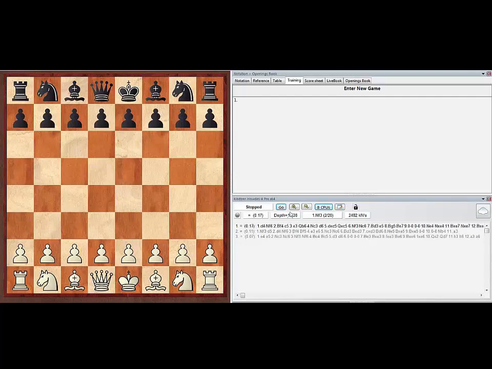It is calculating, and I really want you to pay attention to this first number. The second number, it's not really important right now. The first number is important because for each engine there is some number under which I wouldn't recommend you to listen to it. So this is depth.